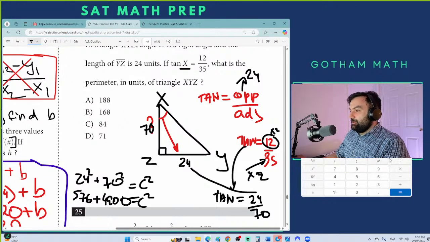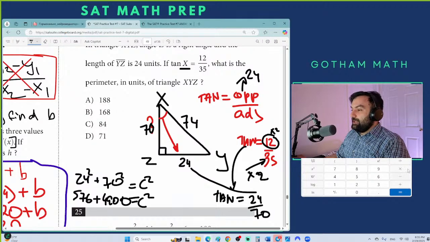Now we're going to do 576 plus 4900. I don't even write this number down usually. I just press my square root right over here. 74. 74 will be our hypotenuse, and now don't forget that we're looking for the perimeter.